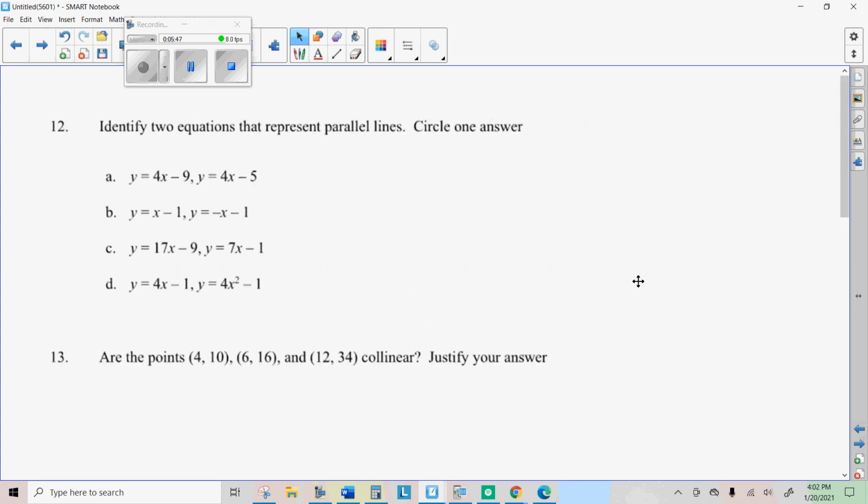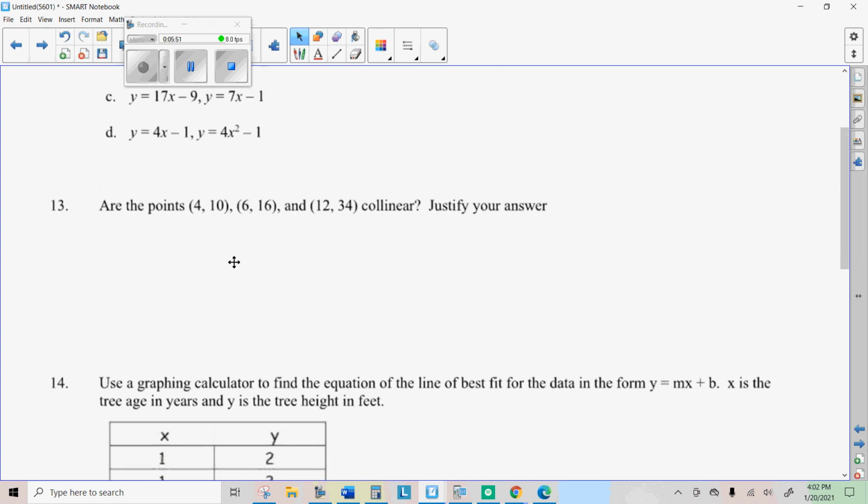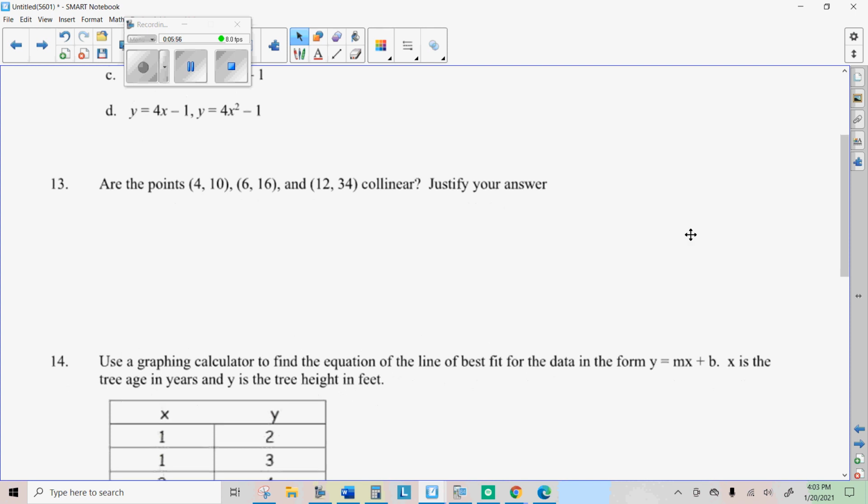Okay. On the last page, I thought I would go over number 13 here. Are the points collinear? Here's what I'm going to suggest you do. Go ahead and put these two in the calculator and get the equation for those two. And if the other 2 points work for that equation, then they're collinear. Collinear just means they line up in a straight line. So they make a linear situation.